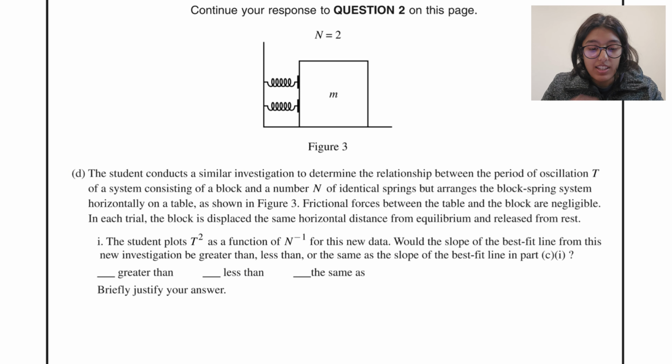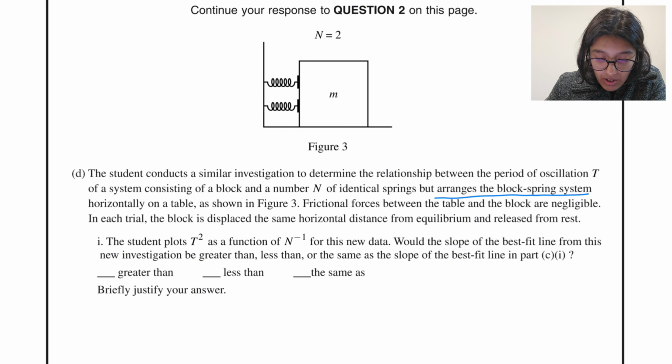All right, so this is our last part. Part D, the student conducts a similar investigation to determine the relationship between the period of oscillation of the system consisting of a block and the number n of identical spring, but arranges the block spring system horizontally on the table as shown in figure 3. So earlier it was like vertical, now it's horizontal. Frictional forces between the table and the block are negligible. In each trial, the block is displaced the same horizontal distance from the equilibrium and is released from rest.